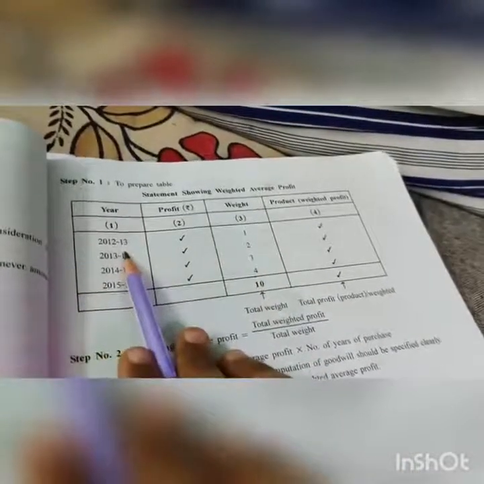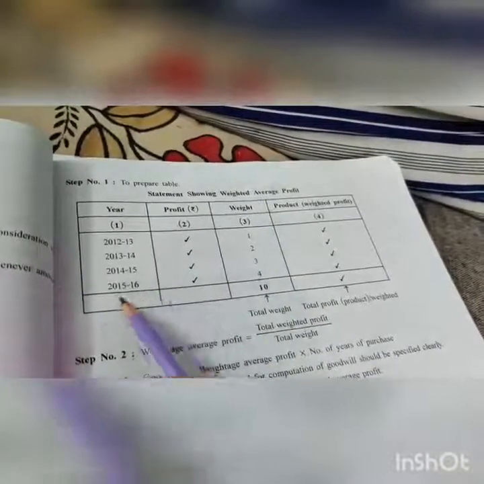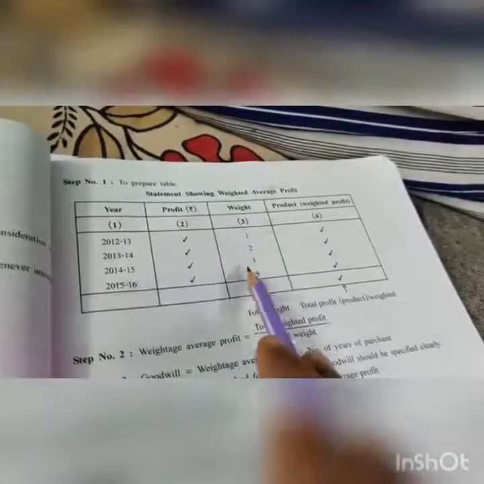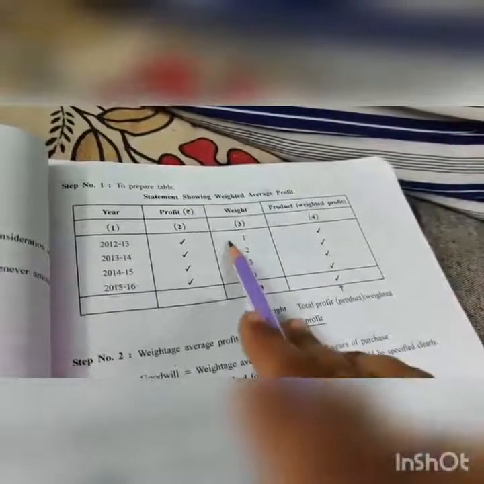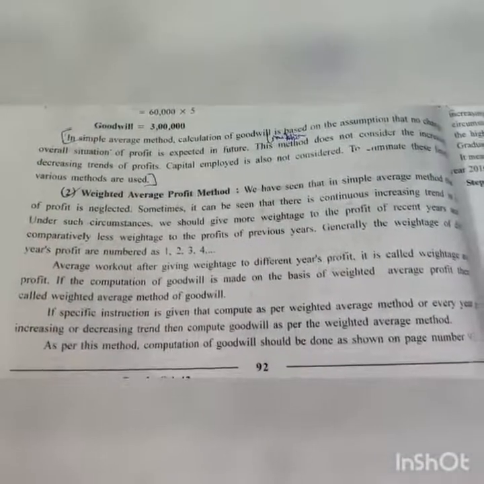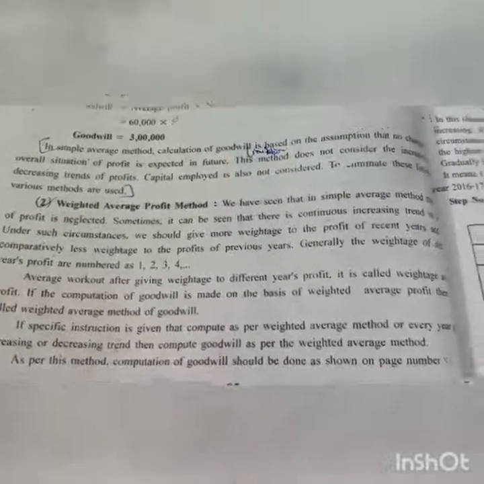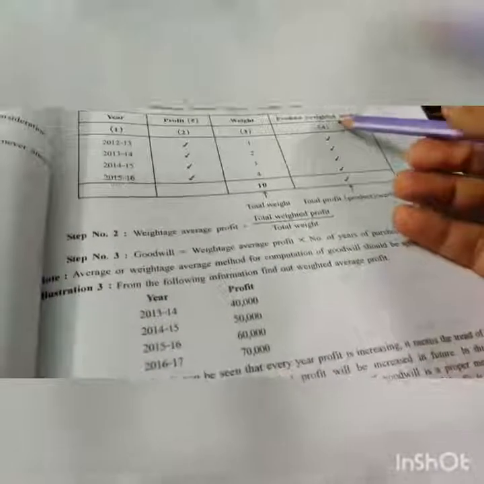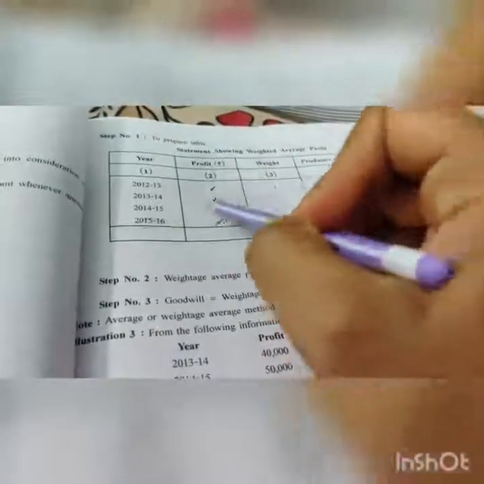12 and 13 are the past years, so here the weightage is given less. So the current year will be given more weightage. As the years go into the past, the weightage will go on decreasing. This is the line which they have told: average worked out after giving weightage to different years of profit is called weighted profit. When you multiply the amount of profit with the weight, the multiplication of these two is known as weighted profit.